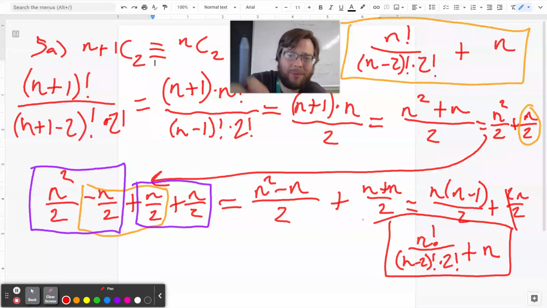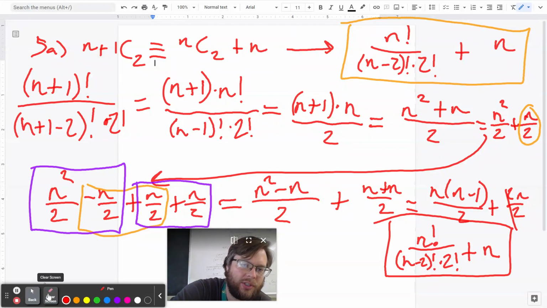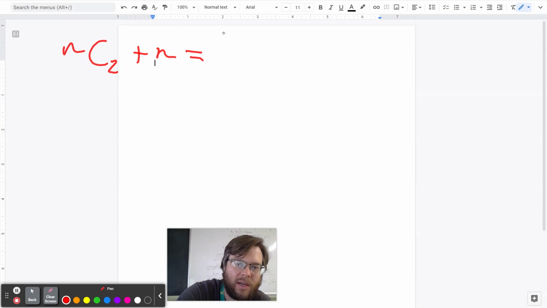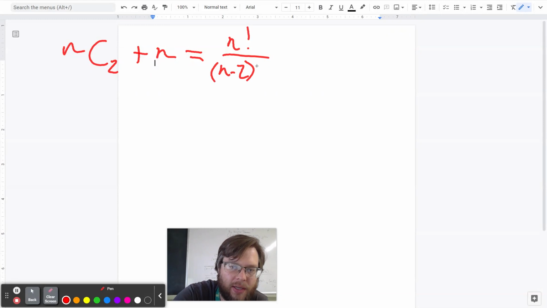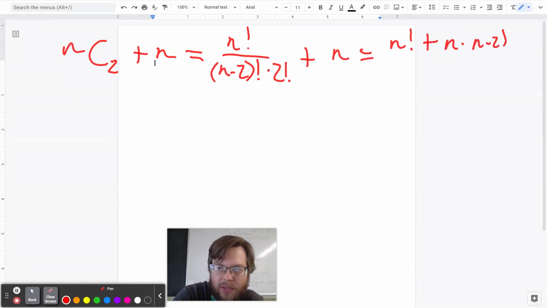On this particular problem, it's probably a lot easier to start with the right side of the equation and work it to match with the left side. So I'll just try to do it that way, just for funsies. So n choose 2 plus n. I could write that as n factorial over n minus 2 factorial times 2 factorial plus n. I can force there to be a common denominator. So I have n factorial plus n times n minus 2 factorial times 2 factorial.